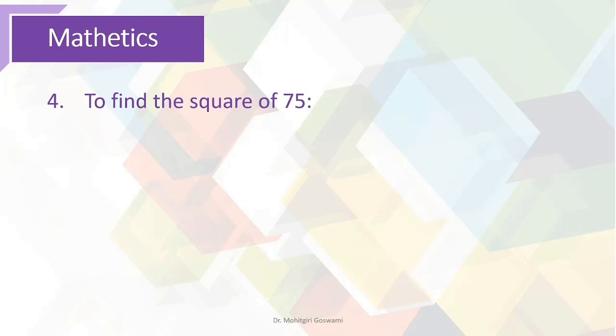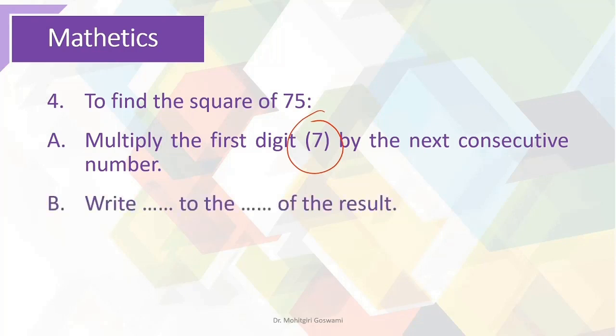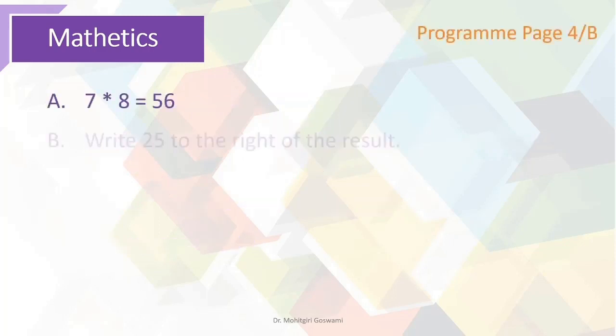We are having another example. To find the square of 75, multiply the first digit 7 by the next consecutive number. 7 into 8 is equal to 56. You have to write 25 to the right of the result, not to the left. The square of 75 is 5625.